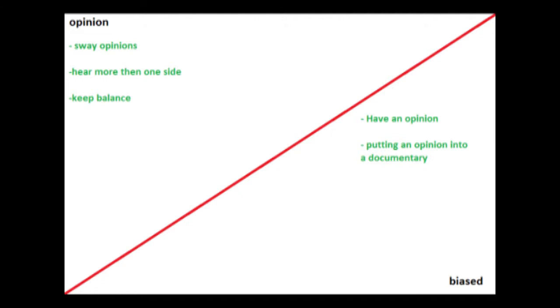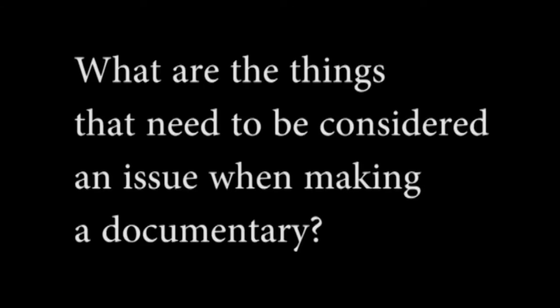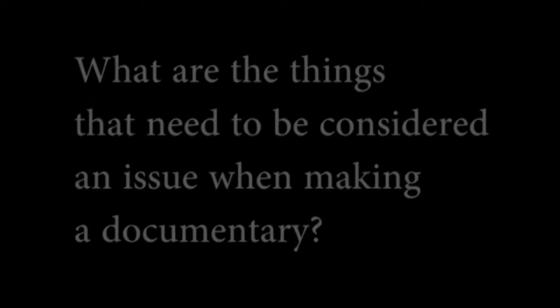This is something that you should try to prevent if you wish to keep a fair documentary. Whereas bias is having an opinion and not changing it for anyone else. This is normally the agenda of factual programming. It is having an opinion and putting that opinion in the documentary, trying to get you to believe what the documentary believes. What other things need to be considered as an issue when making a documentary?